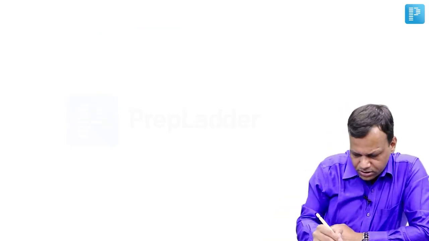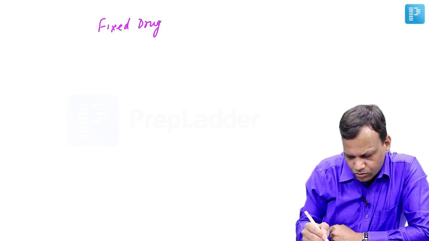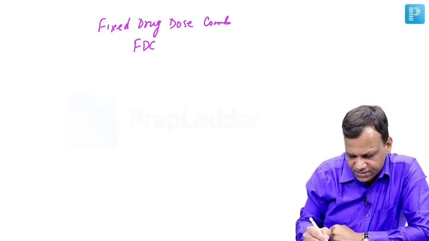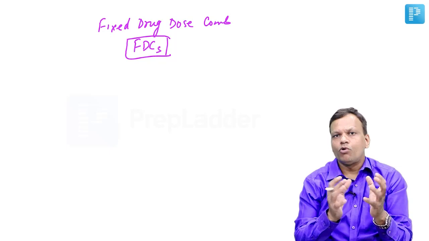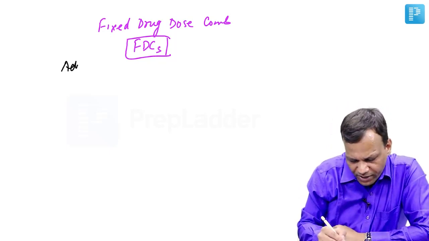Okay, then there is a term known as FDC, called fixed dose drug combinations. Fixed dose drug combination, simply FDCs. In this, we are combining two or more drugs together in a fixed ratio. Okay. So first of all, what is the advantage of combining the drugs?